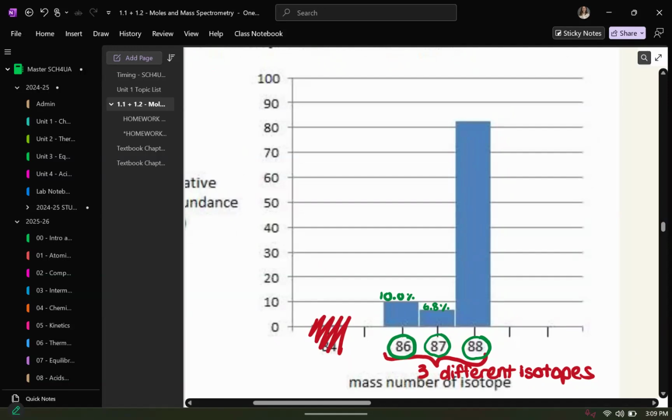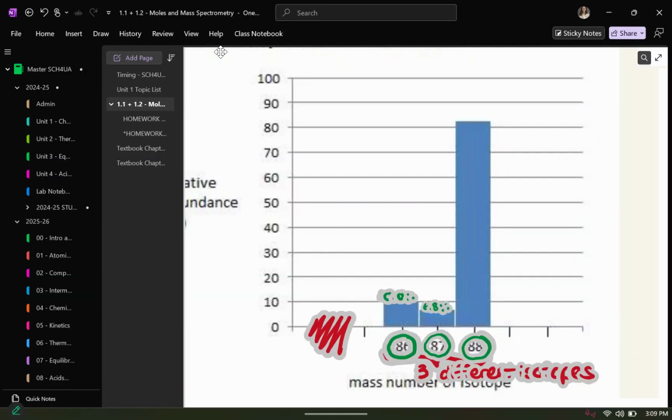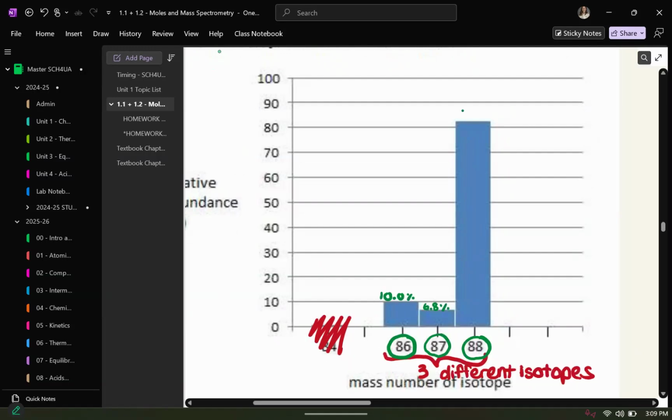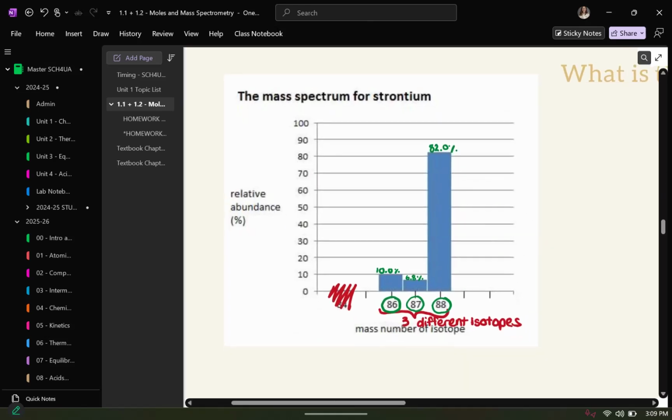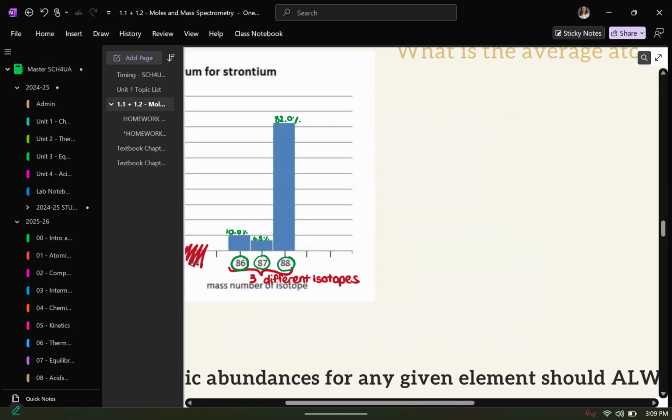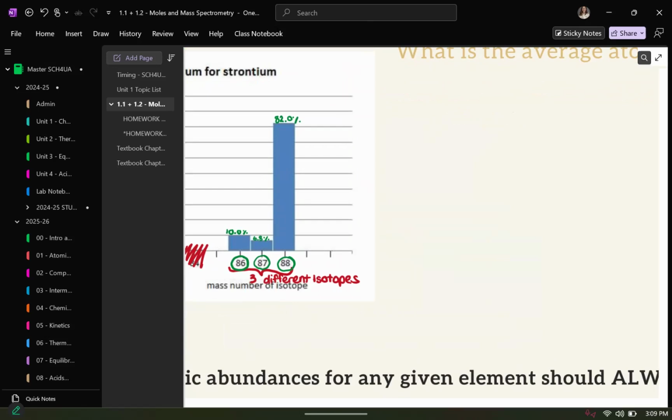And the last one is 88, right? And so the isotopic abundance here, I say maybe is like 82.0%. Something close to that. And so now we have all of our percent abundance and all of our masses needed for our isotope, and we can use that to solve this question.